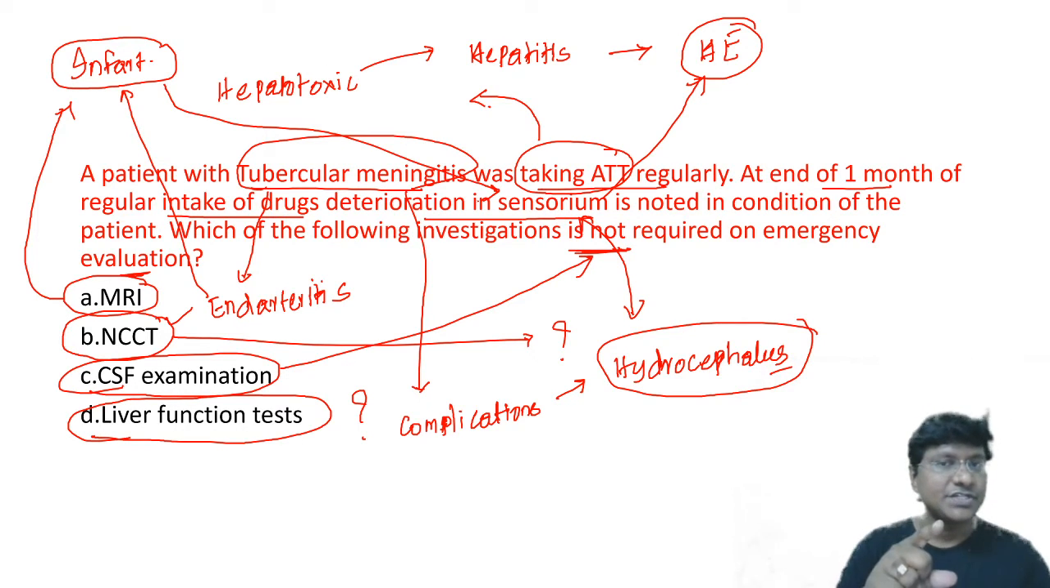You are doing liver function test in order to see whether these anti-tubercular drugs might have caused hepatitis causing hepatic encephalopathy. That is the purpose why you have to do liver function test. And on an emergency basis, doing CSF examination is not very important in this clinical scenario, right? So that is what I want to convey to you. I hope everyone has understood this question. If anyone has any doubt in this question, please post. I'll be very happy to answer you.